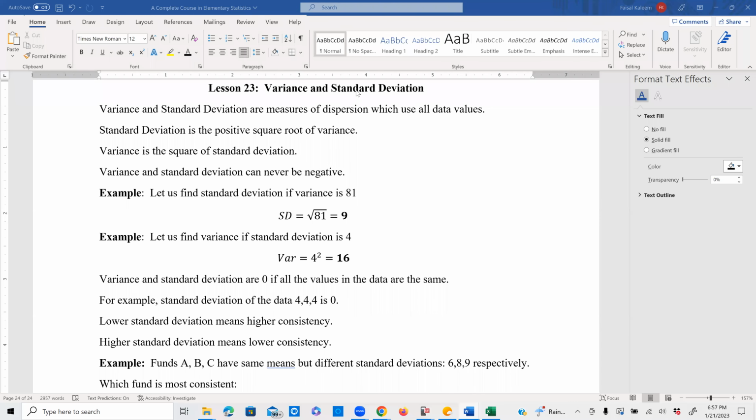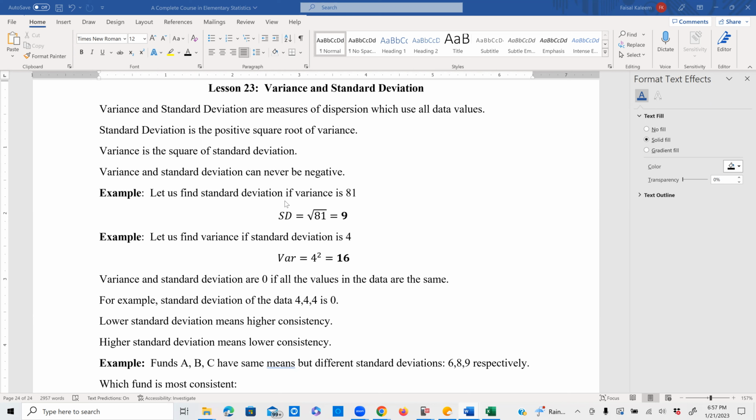Variance and standard deviation. Now, variance and standard deviations are also measures of dispersion, just like the range. However, the difference is that these are measures of dispersion which use all the data values. Remember, range used only two of the data values, the highest and the lowest, but standard deviation and variance use all the data values. Standard deviation is a positive square root of variance, so they're related with each other. And variance is the square of standard deviation. And variance and standard deviation can never be negative.